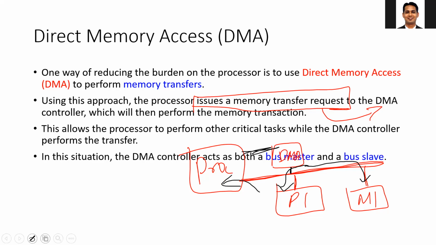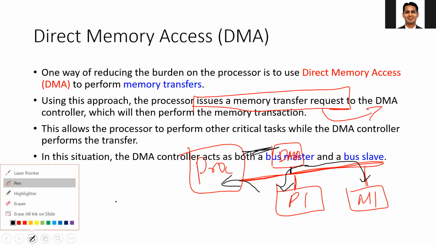So here you can see that the DMA acts as both a bus master as well as a bus slave. When it is a master, for example, suppose the data is being transferred from the peripheral to memory. What does the DMA need to do? The DMA needs to read the data from the peripheral, that is, it is doing the read transaction as a master, and it is performing the write transaction to the memory. So the DMA controller acts as a master here.